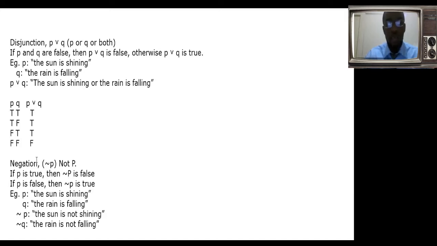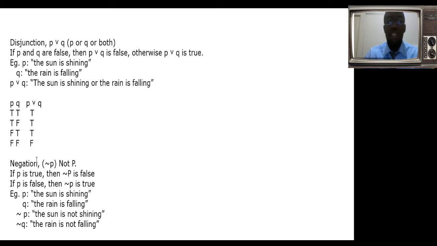Now negation. The negation means not. So if P is true, then not P is false. If P is false, then not P is true. That's all negation really is, right? You're just turning it into the opposite of the statement. In the English language, we would call them what? I think antonyms, something of that sort, right? So just write the opposite of the statement, but in mathematics, we call it negation.